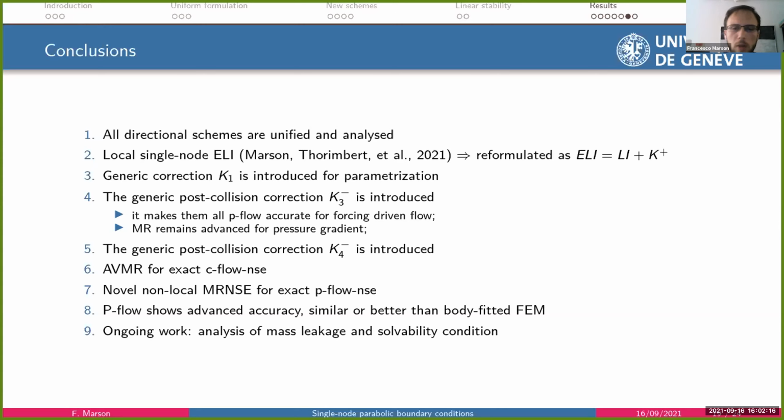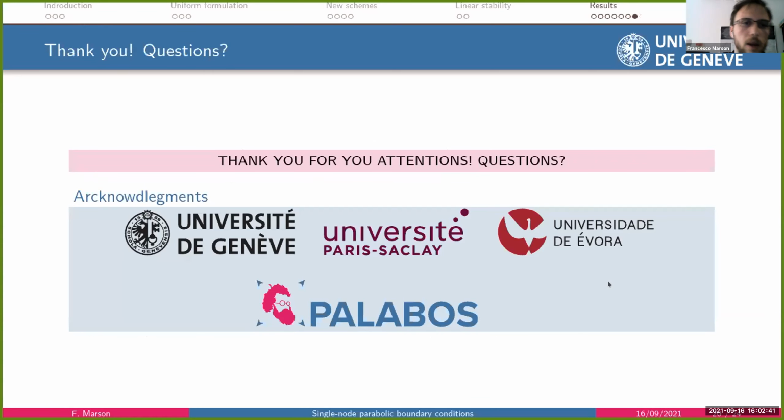Then we showed that we are pretty accurate compared with the FEM solution in some interesting test cases. And a few words on other work: we are also analyzing the mass leakage, in particular in relation with the solvability condition. So with this, I end my talk, and I'm open to your questions. Thank you.